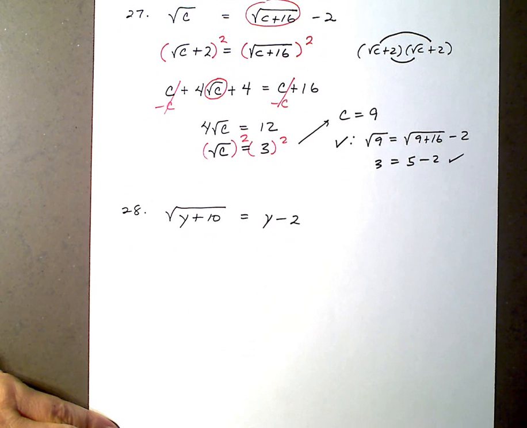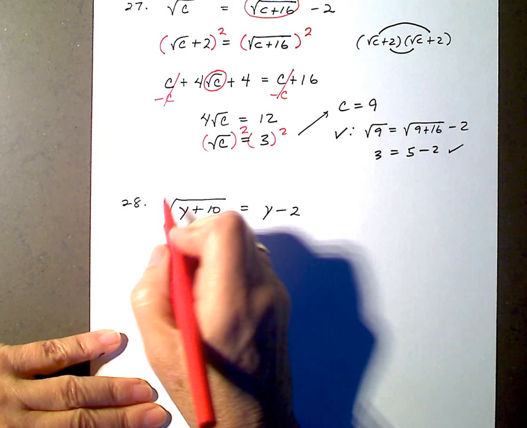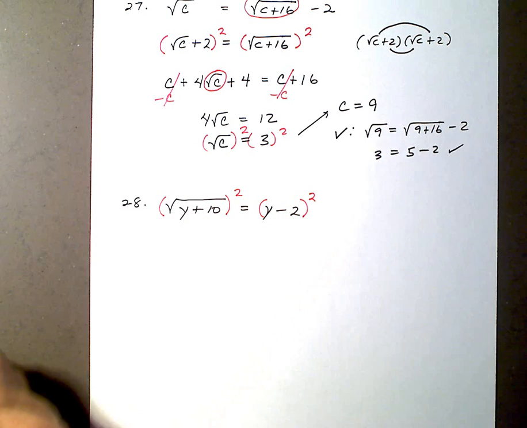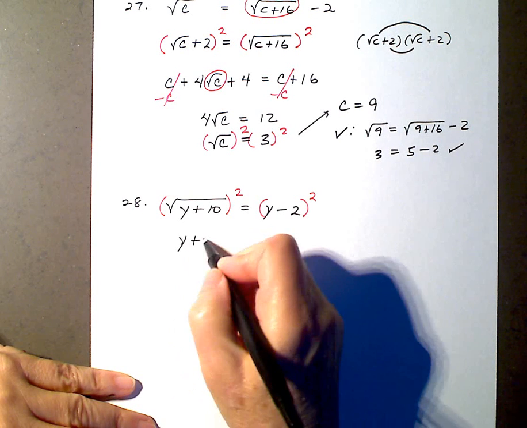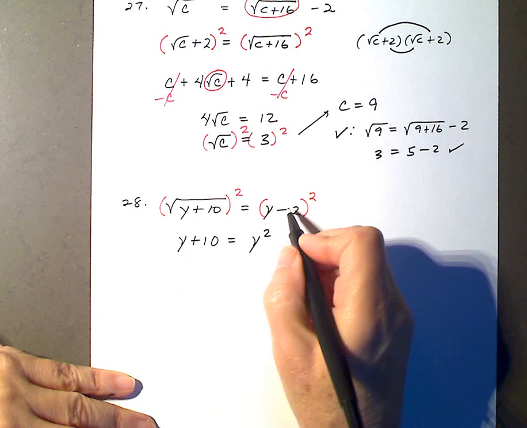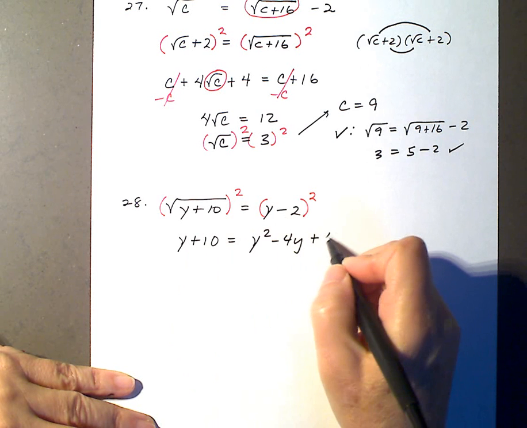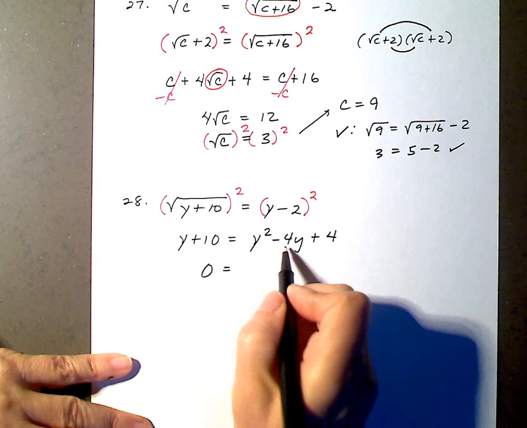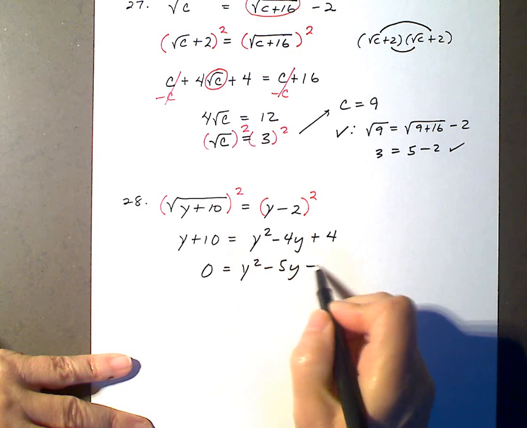Okay, number 28, last one here. It's already isolated on one side, so I'm going to square, and I'm going to wrap this binomial and square it. So I'm squaring the entire left side and the entire right side. This is going to be y squared minus 2y minus 2y, so minus 4y, plus the 2 squared, so plus 4. I'll leave a 0 on the left. Subtracting y from both sides, I'll get a negative 5y. Subtracting 10 from both sides, I'll get a negative 6.